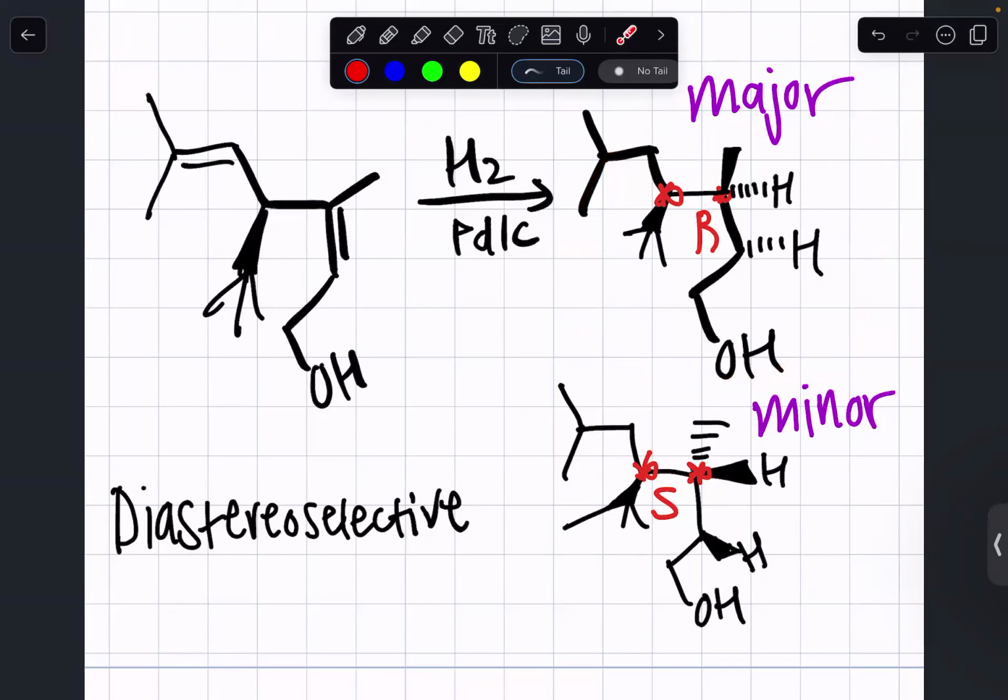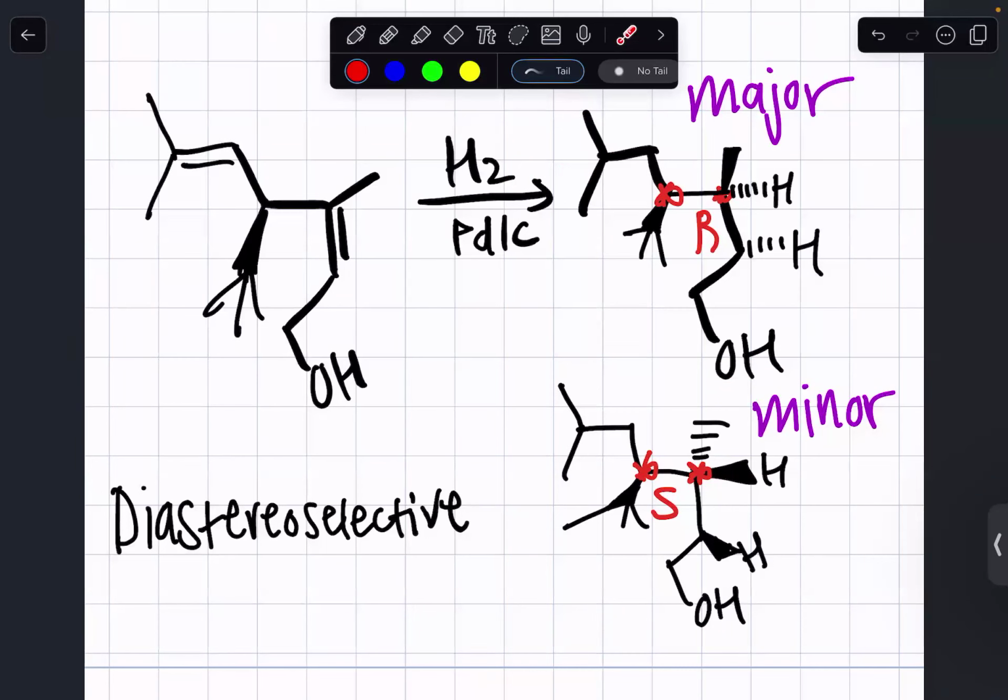These are diastereomers, but this is the major one because you know how the hydrogen prefers to attack the less sterically hindered side, which is the back side. That's why this is the major one, and it selects for this diastereomer. The reaction prefers this diastereomer because it goes through a more stable intermediate.